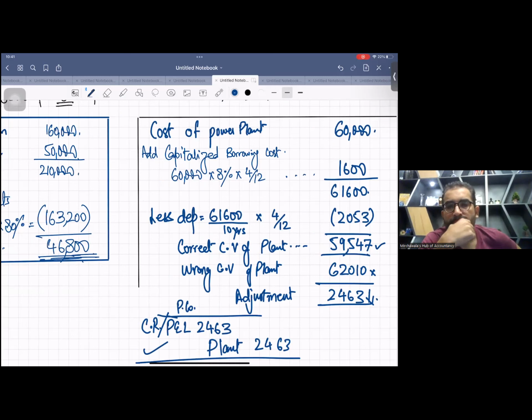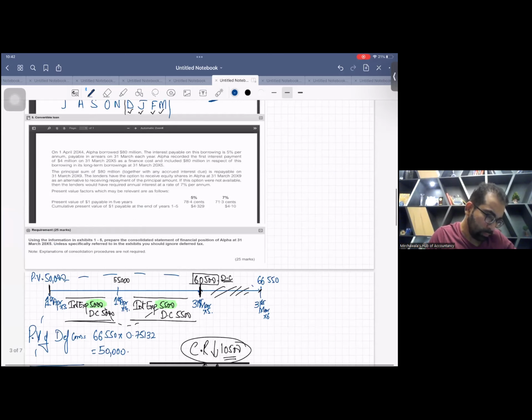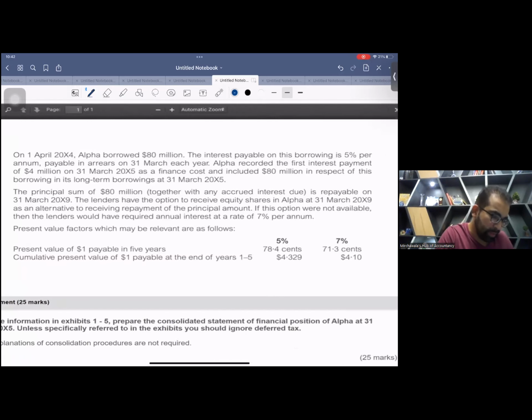Now we have done almost all adjustments except one last, which is related to convertible loan notes. You remember the convertible loan note thing in IFRS 9? Okay, let's start our last adjustment.